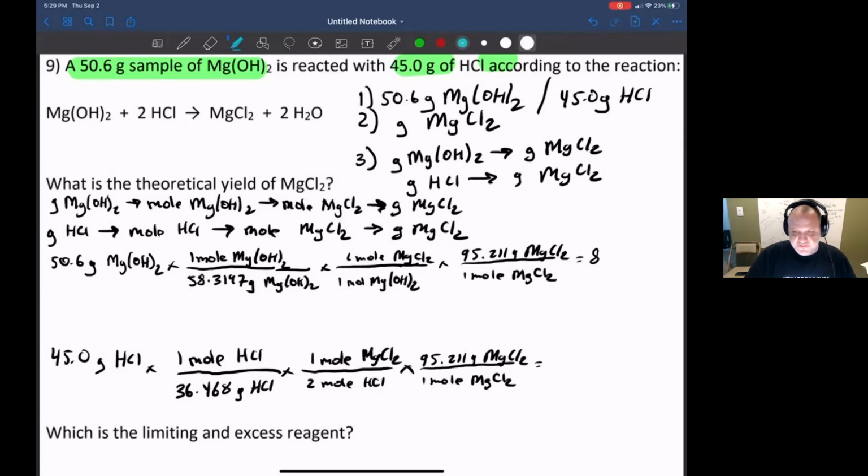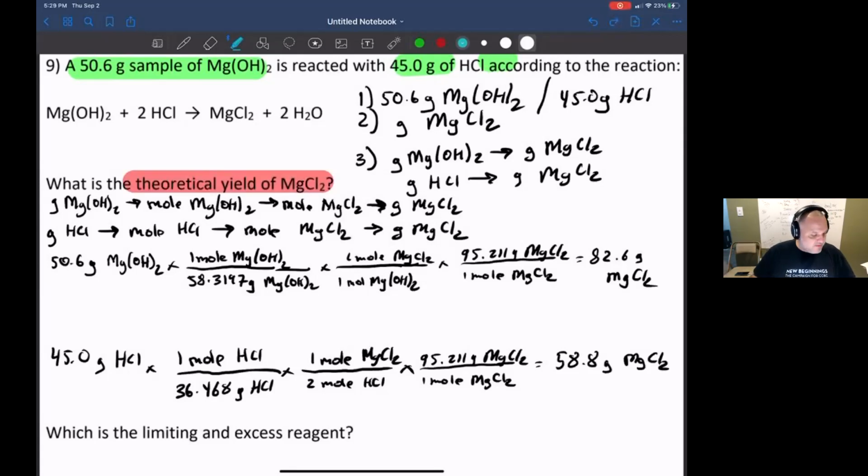All right, what do I get? For the first one, I get 82.6 grams of magnesium chloride. And for the bottom one, I get 58.8 grams of magnesium chloride. Okay, so what's the theoretical yield then? Remember, the general idea was to take the smaller of the two values, and that's the theoretical yield. So let's reiterate: take the smaller of the two values, and that's the theoretical yield.